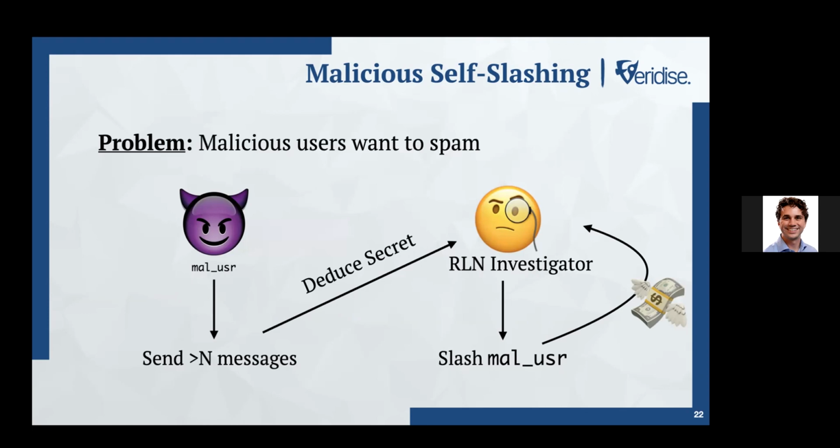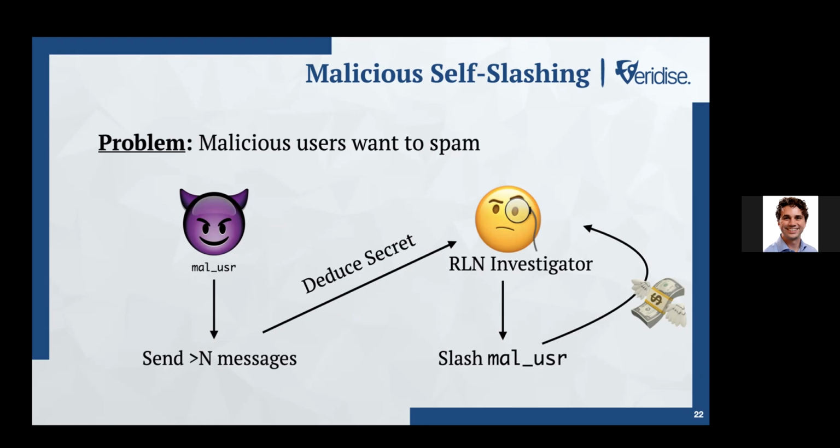The intended behavior here is that some malicious user spams. I send way more messages than I'm allowed, but the RLN investigator, somebody monitoring the service, sees, aha, I can deduce who you are based off of these messages that you sent. Now I can slash you.